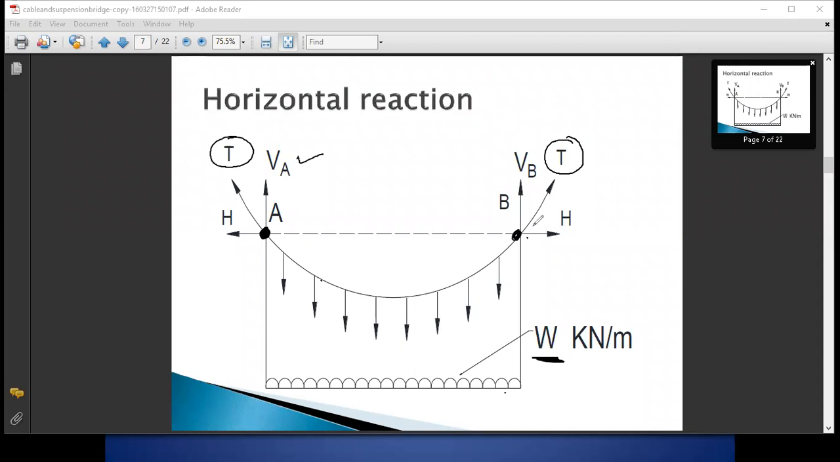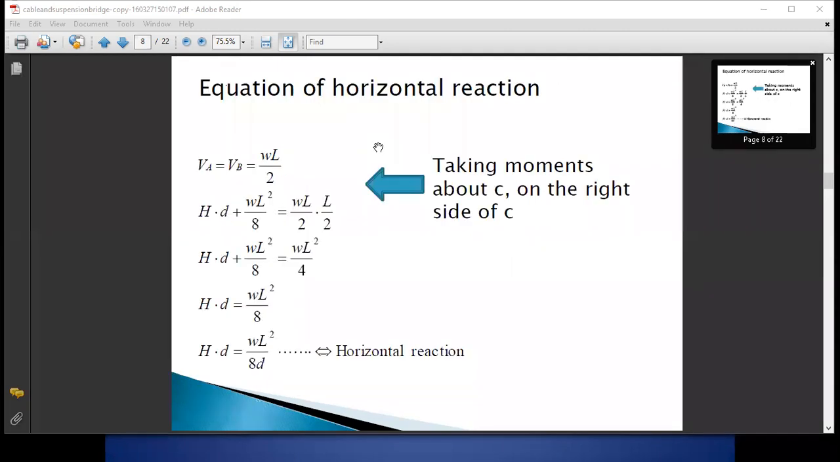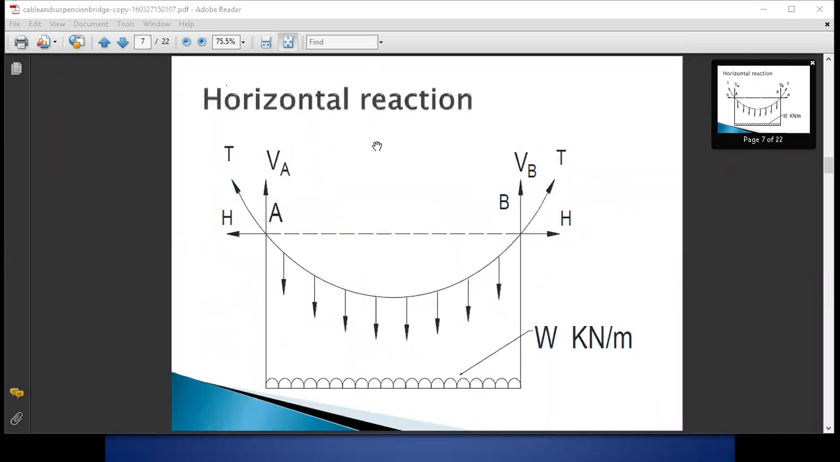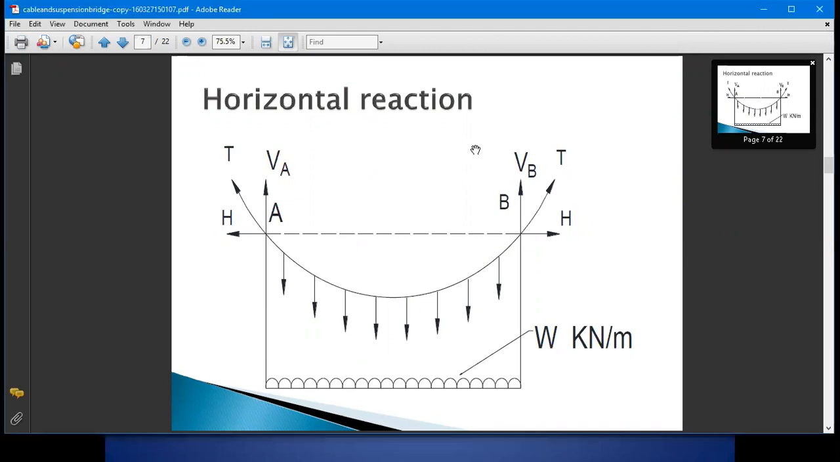Now we will find out the reactions, horizontal reaction. If you refer to this diagram, UDL W, span is small L, right? So vertical reaction VA, vertical reaction VB, horizontal reaction H. So we will now find out the reactions, vertical and horizontal.